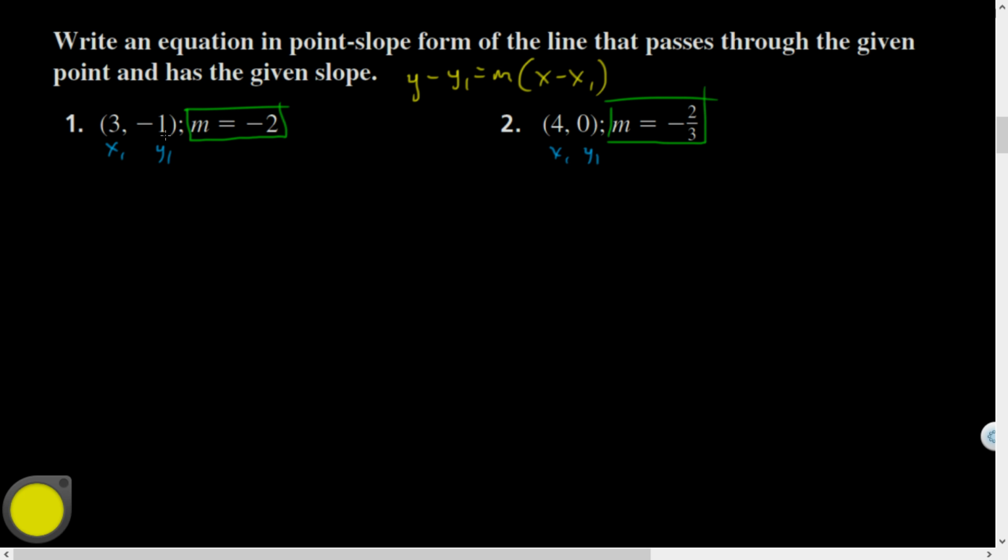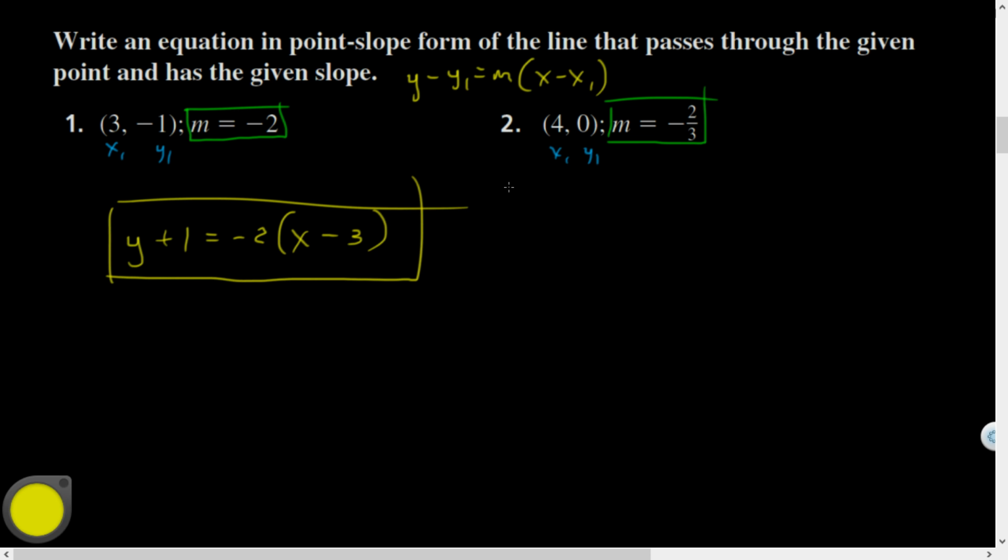Here we go. Let's see. So plug it in. Y minus Y1. Y1 is -1 here, so that's going to be Y plus 1 equals M. So M is -2, parentheses X minus X1. 3 is positive, but this is X minus X1, so it's going to be X minus 3. Point slope form. There we go. Hip, hip, hooray. All right, let's do another one here.